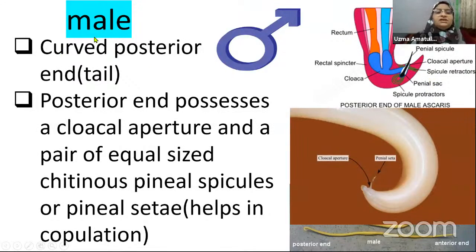Now here, how does the male worm look? Now this is the symbol you see, a circle, and onto the circle there is an arrow. This is the symbol for males. Whenever you are writing male in biology, in zoology, you will be using this symbol to represent male. Now here, curved posterior end tail. You see this worm has a posterior tail which is curved. Here you can see this worm. The posterior tail is curved here.